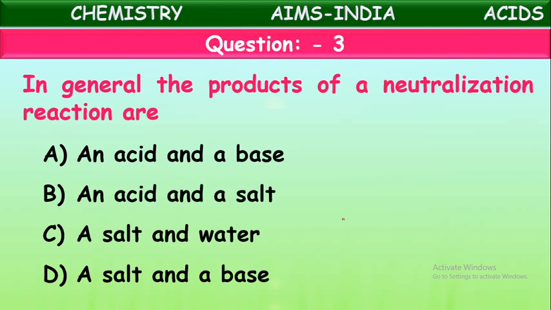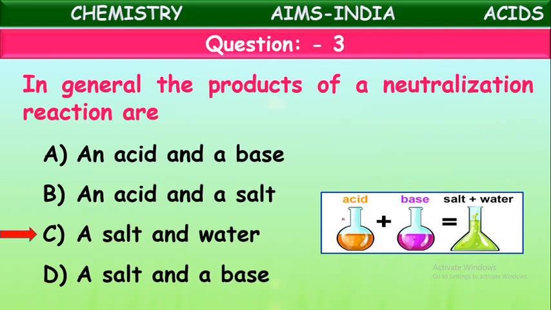What will be formed when a neutralization reaction occurs? What does neutralization reaction mean? The chemical reaction in which acid and base react with each other to form salt and water. So what is the correct answer now? Yes, salt and water are formed. So when acid and base react, they form a salt solution. Salt and water are formed. Next question.